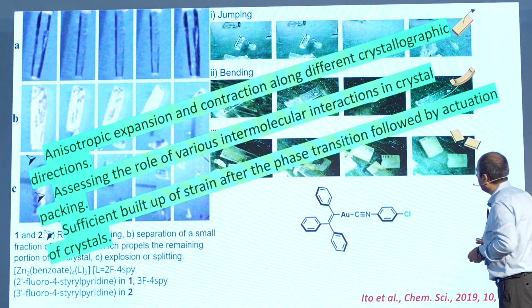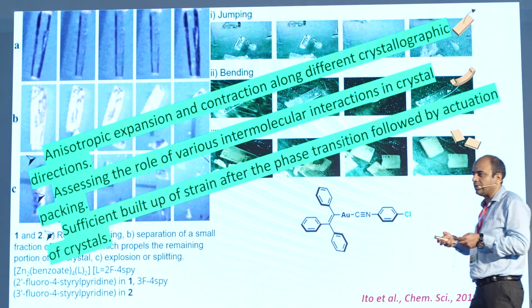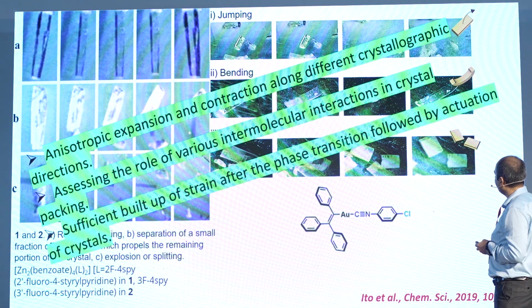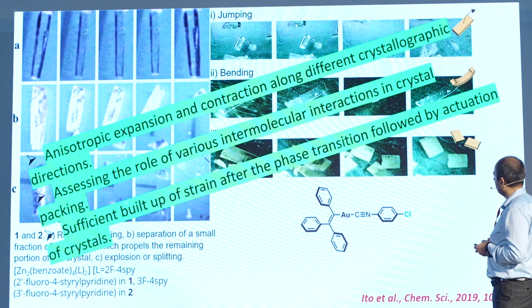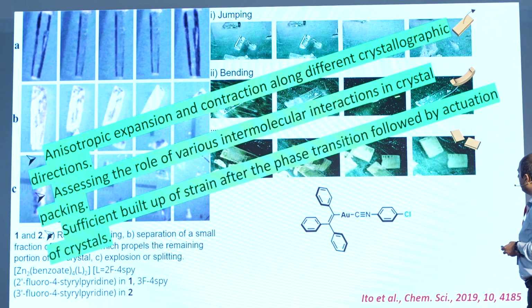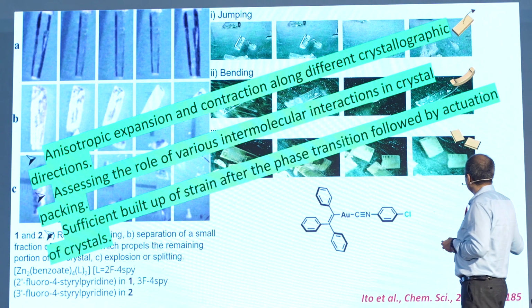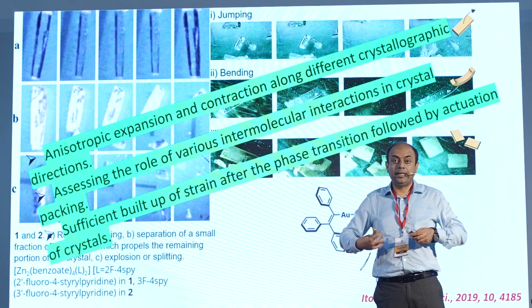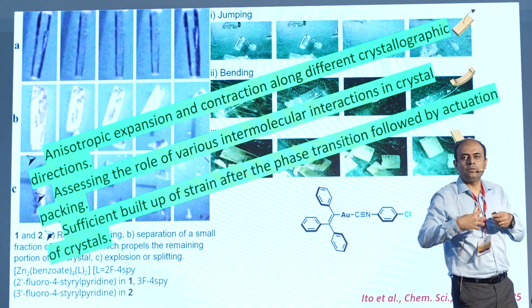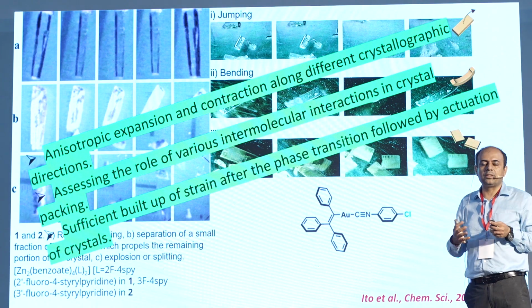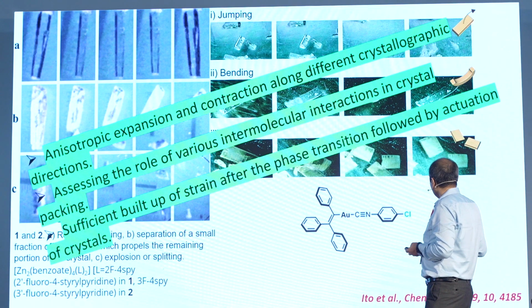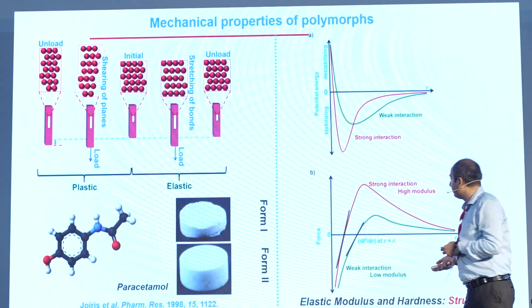And what was proposed here is, when you have this kind of a motion in crystal, there is some kind of anisotropy. The anisotropy is because you have expansion and contraction along the different directions in the crystal. So you have to see what are the interactions involved in the crystal, and once there is a sufficient build-up of strain after the phase transition, followed by the actuation of crystals. So there is a build-up of a lot of strain inside the crystal, and the strain is released in the form of explosion of crystals, jumping of crystals, displacement of crystals and cracking of crystals in the crystal structure. And this was the hypothesis proposed.